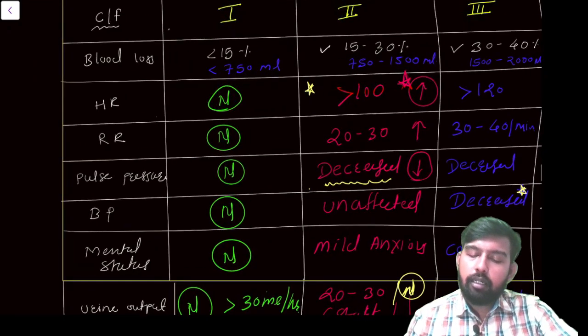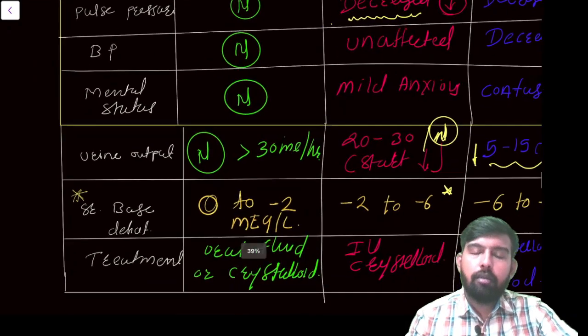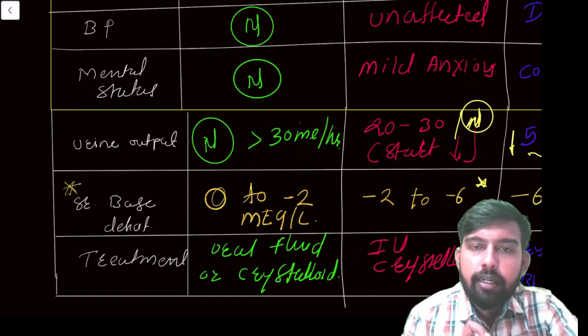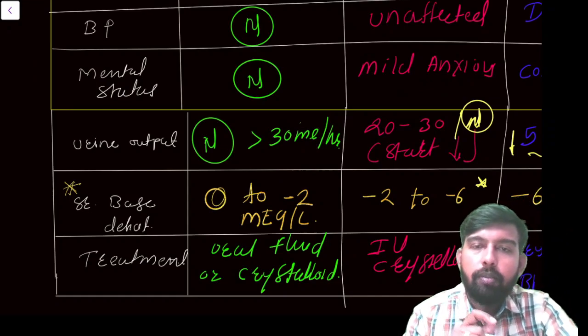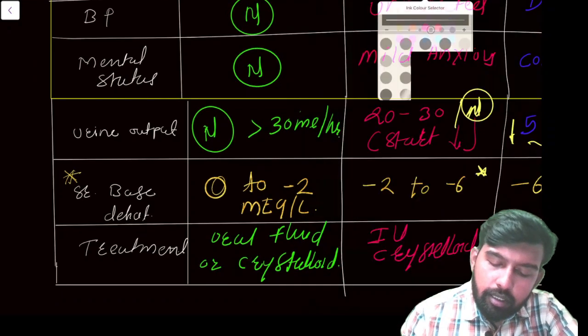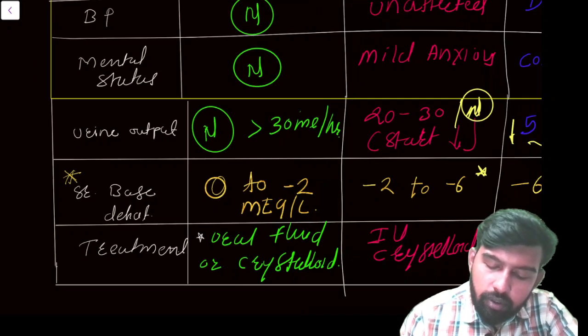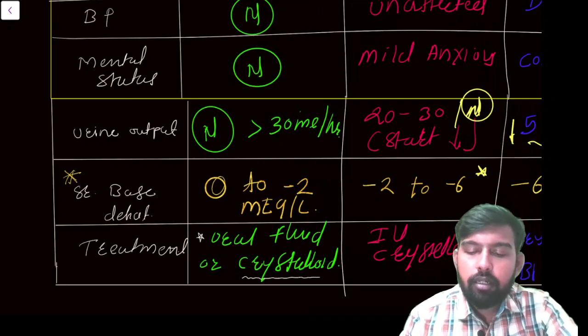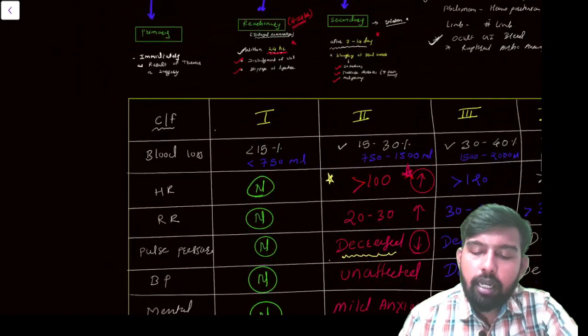And the base deficit could be 0 to -2, that is at the normal level. And the class 1 shock could be treated just by giving oral fluid or giving some crystalloid. So let's see the class 2 shock.